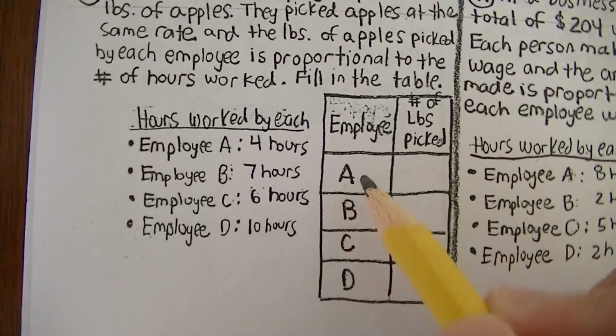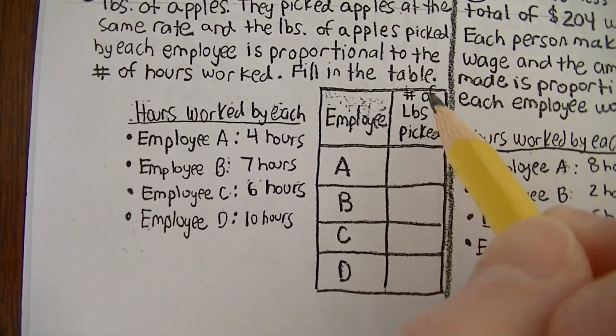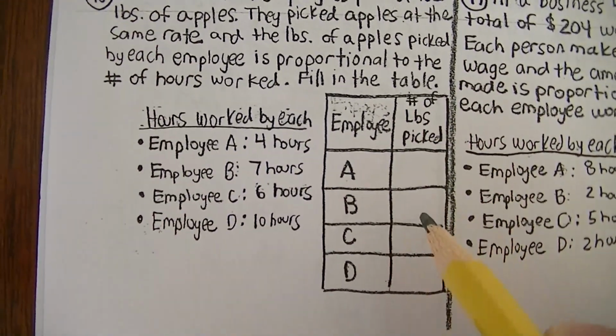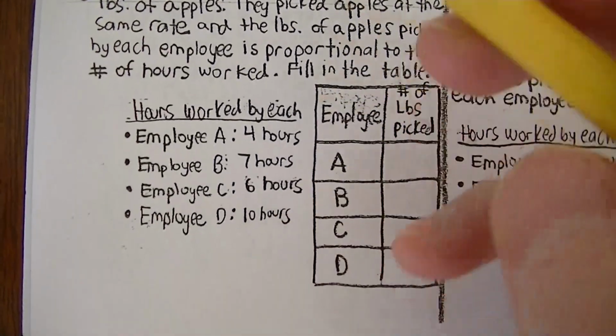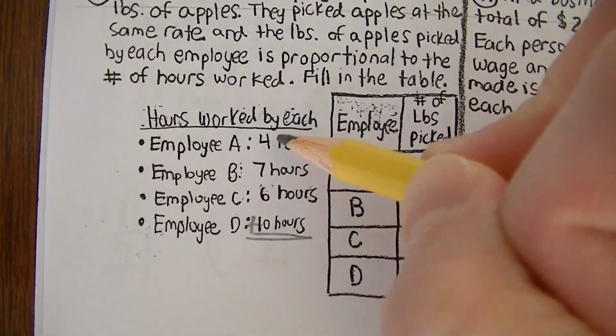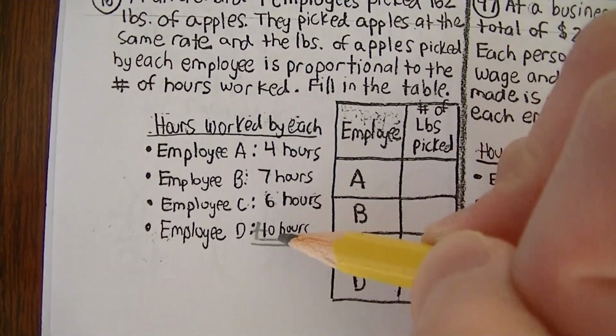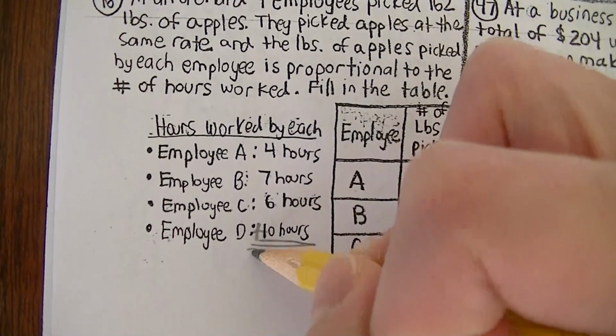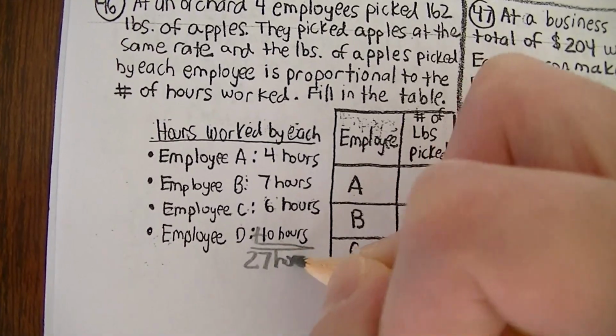So let's see here. I've got employee A, B, C, and D. We have to figure out how many pounds they picked. We know it's a proportional relationship. So I'm going to determine how many hours total were worked. So 4 plus 7 plus 6 plus 10 is 27 hours total.